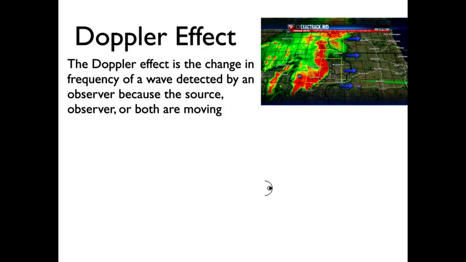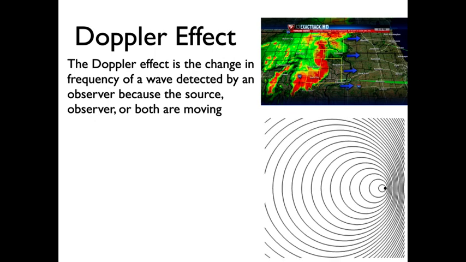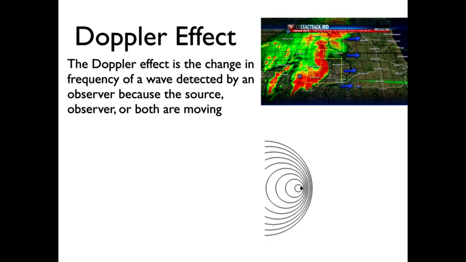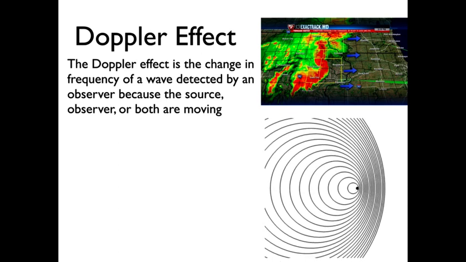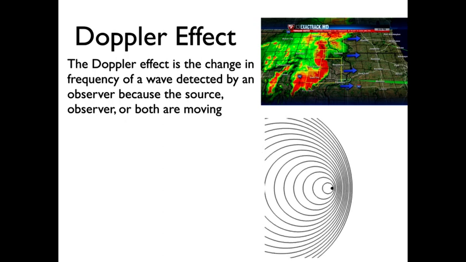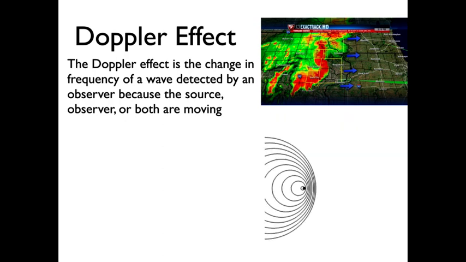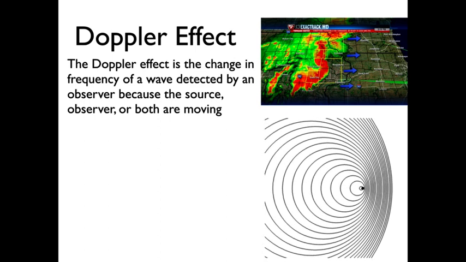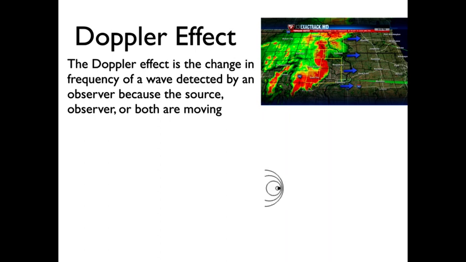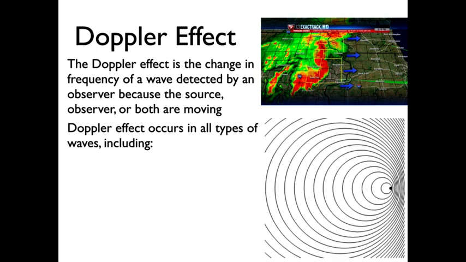Well, the Doppler effect is the fact that if you have the object that's producing a wave or the object that is perceiving the wave moving, there is going to be an observed change in frequency of that wave detected by the observer, because either, again, the source is moving, the observer is moving, or both are moving. And the Doppler effect occurs in lots of types of waves.